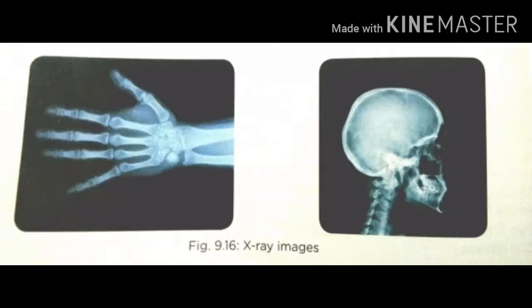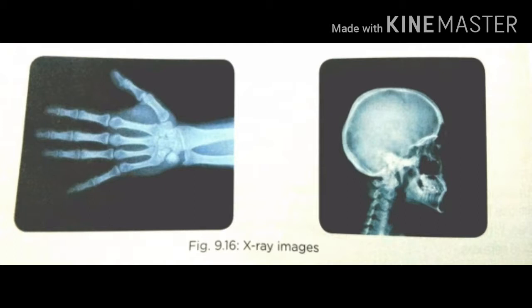Next one, bones and X-rays. Take an old X-ray report, student. Just take an old X-ray report of yours or any of your family members and observe the image in the report against the light. What do you see? What does it present from what you have learned earlier in this chapter?